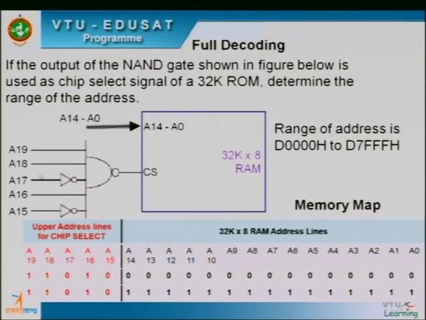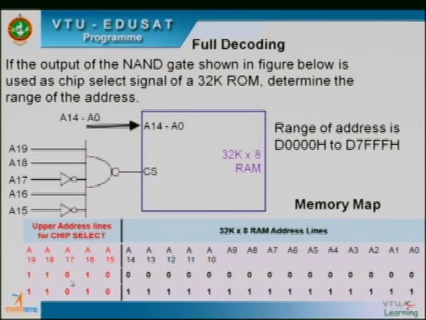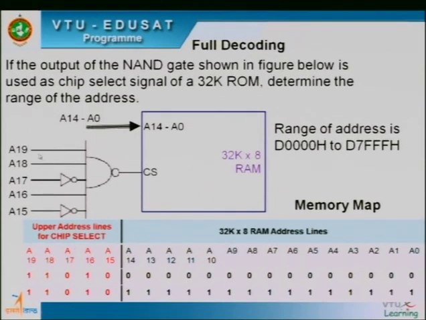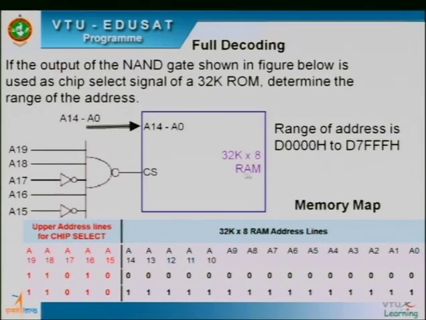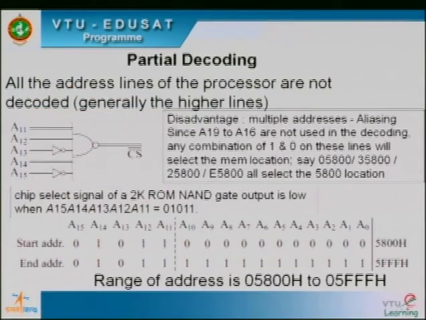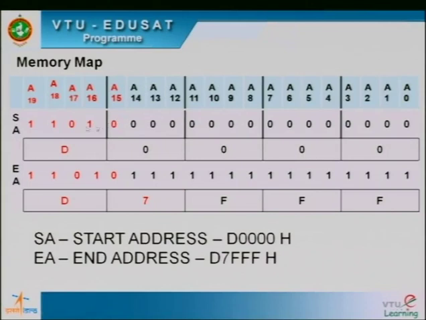The combination of A15 to A19 is 11010. So what's the combination? 11010 from A19 to A15. So if this combination is kept constant and this A0 to A14 is varied, what will happen? Different locations in the RAM are enabled. And what is the range for which this RAM is enabled? So now take the same memory map wherein I have shown the start address and end address.